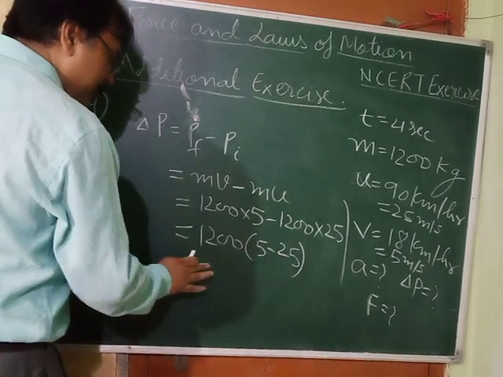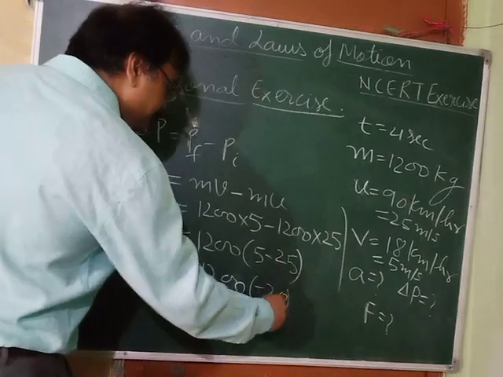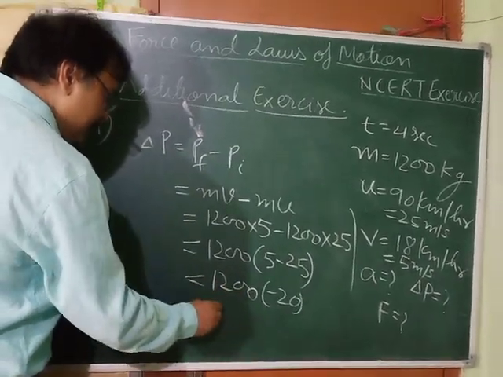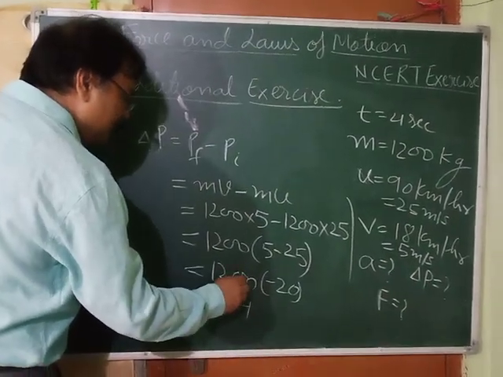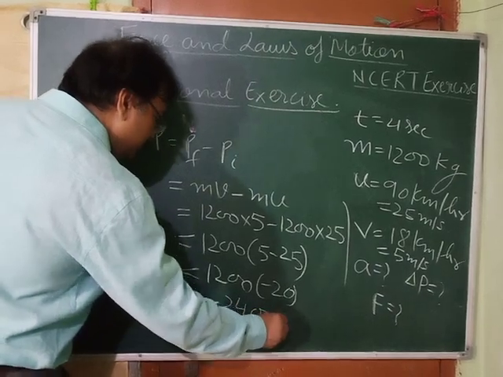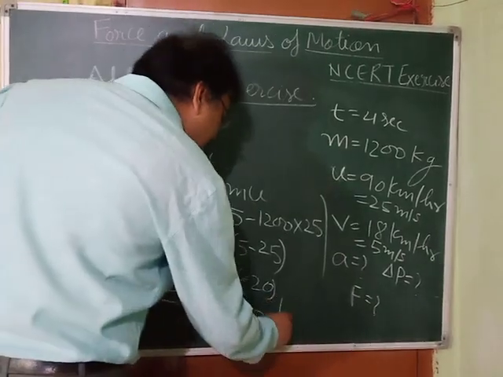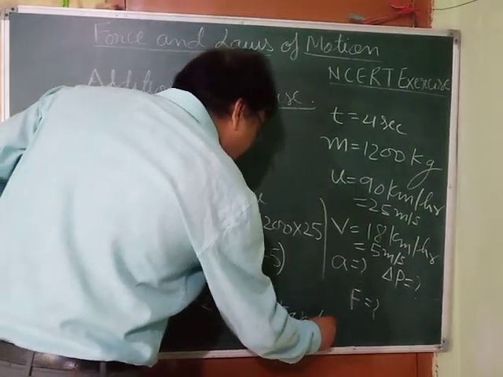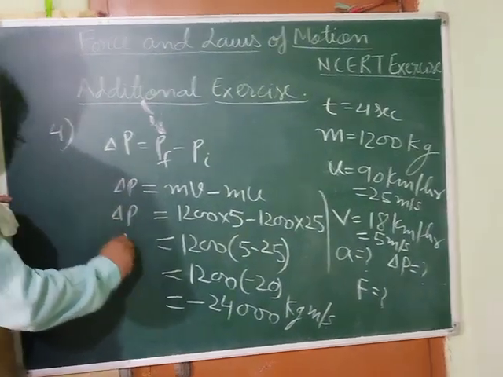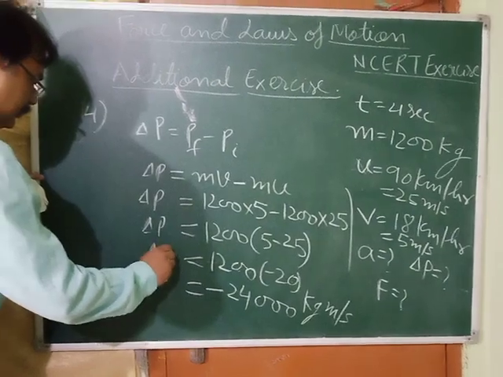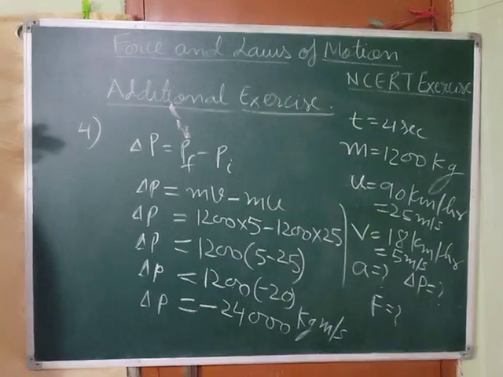Rather, I take one more step so that it becomes easy for you to understand. Now we can write this minus here because minus into plus is minus. 12 into 24, 2 zeros here, 1 zero here, so 3 zeros. So minus 24,000 kg meter per second. That is the change in momentum. So we got the change in momentum also.